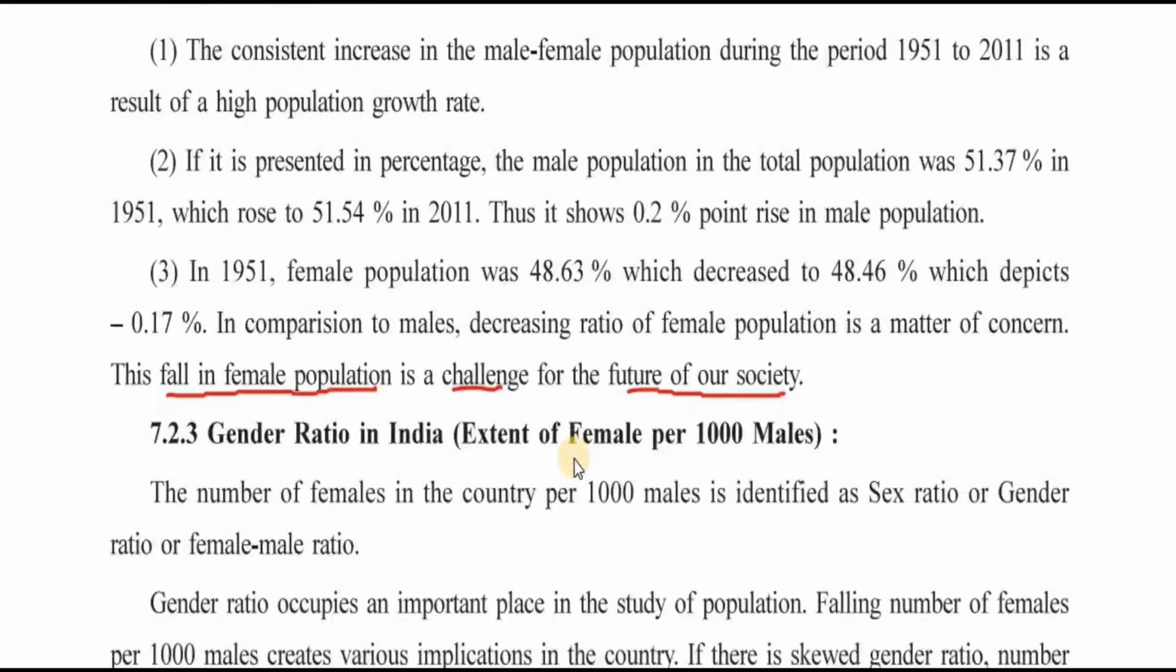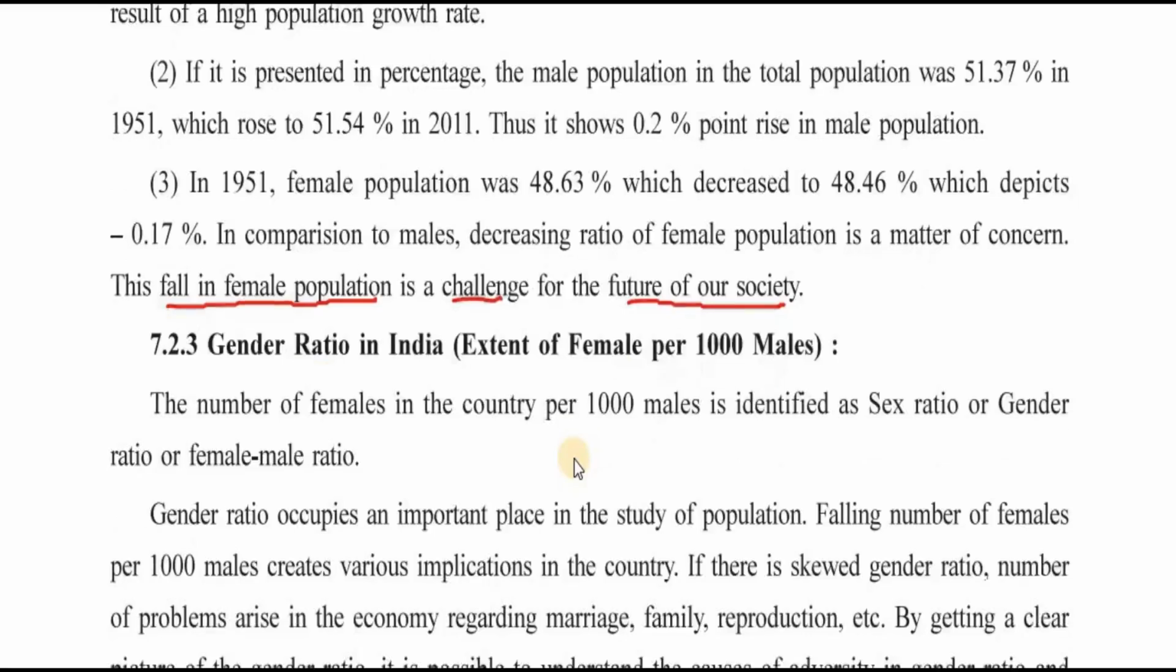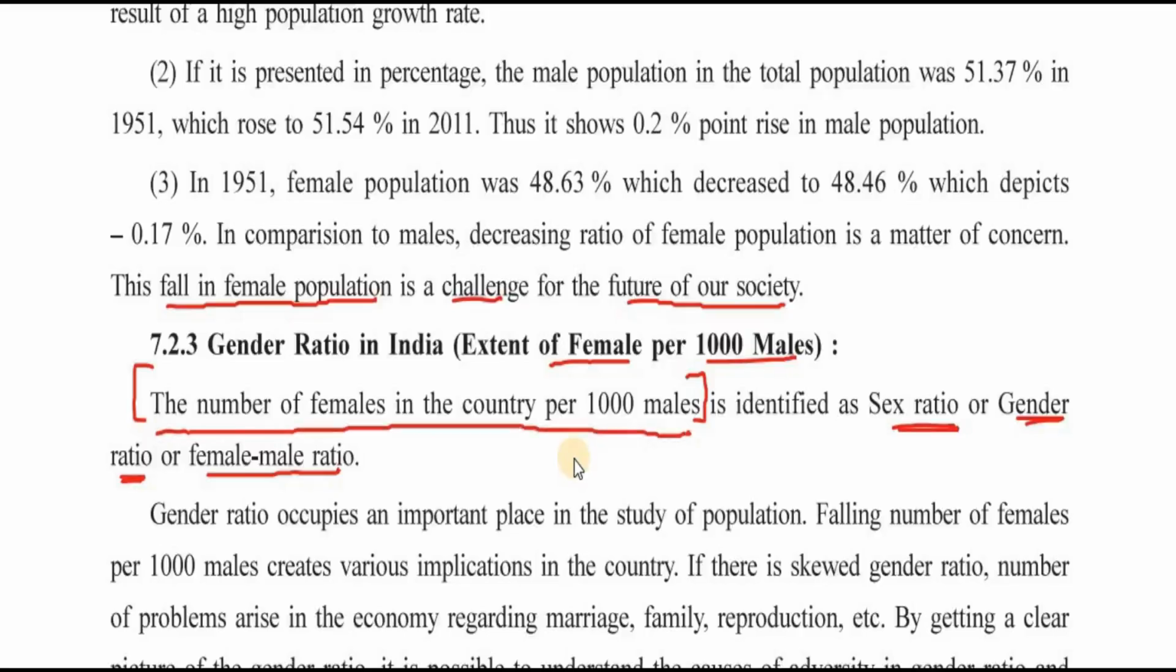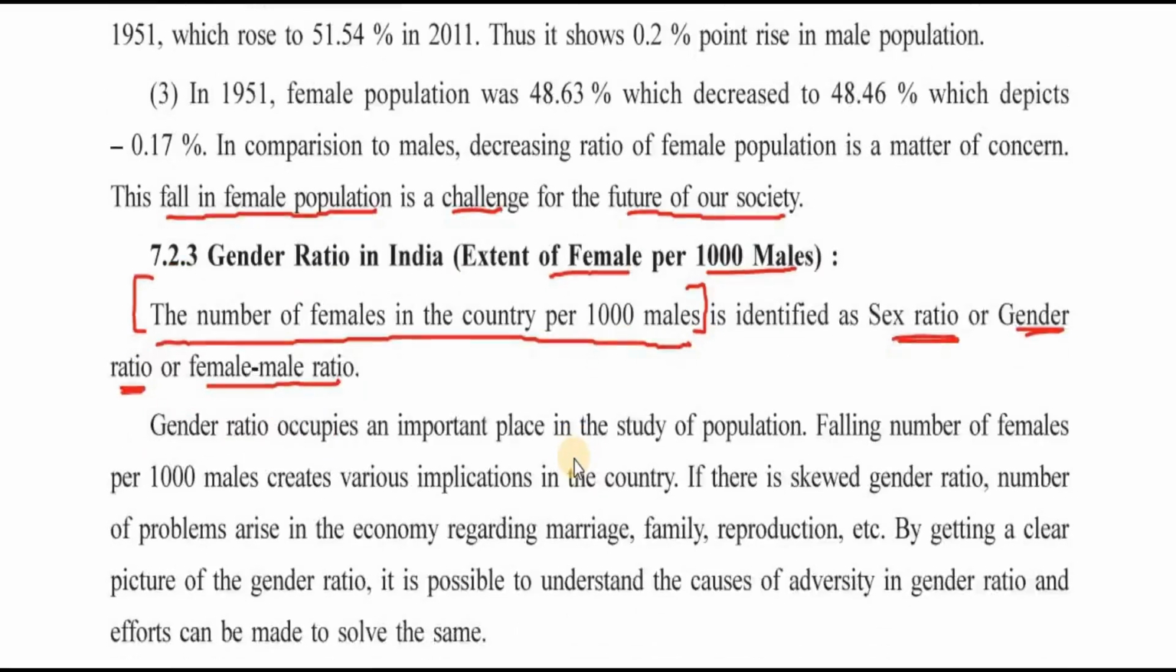Let us see the gender ratio, means the extent of females per 1000 males, right? It is also called sex ratio, also called gender ratio, also called male female ratio. What it means is the number of females in the country per 1000 males. This is the definition. The number of females in the country per 1000 male population is defined as the sex ratio of any country.